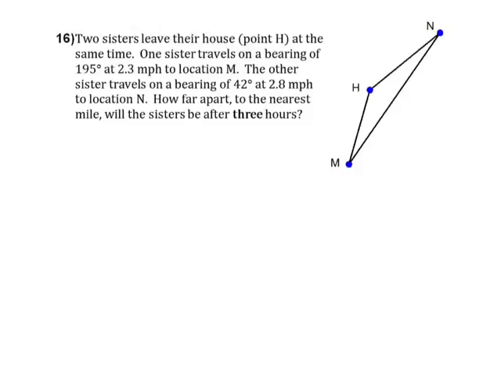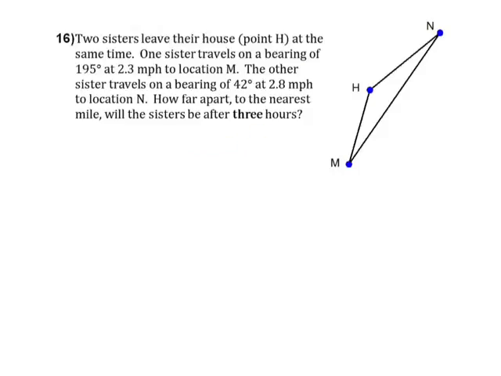Two sisters leave their house from point A, so this is the house, at the same time. One sister travels at a bearing of 195 degrees at 2.3 miles per hour to location M. So that's the first sister. The second sister travels on a bearing of 42 degrees at 2.8 miles per hour, going a little faster, to location N. They're going to be walking continually, and we want to know how far apart to the nearest mile they will be after 3 hours.